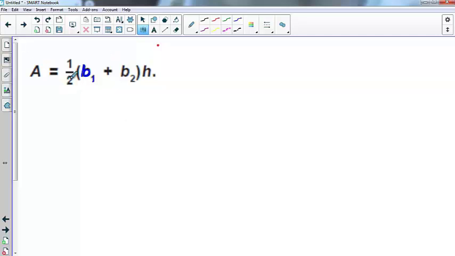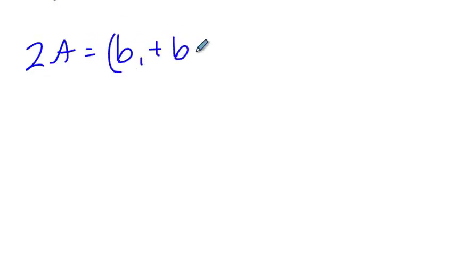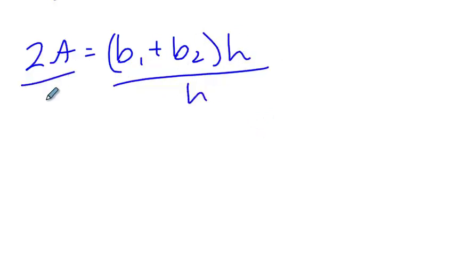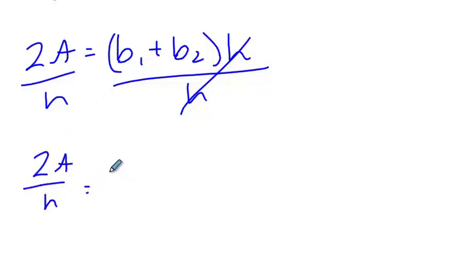So if I'm multiplying by 1/2 by all of this, the opposite would be to divide. To divide by 1/2, which is the same as multiplying by its reciprocal, right? Everybody agree with that? So this cancels with this. So now I have 2a equals b1 plus b2, the quantity, times h. What should I do next? Divide by h because it's being multiplied by this whole side. So those now cancel. I have 2a over h equals the quantity of b1 plus b2.